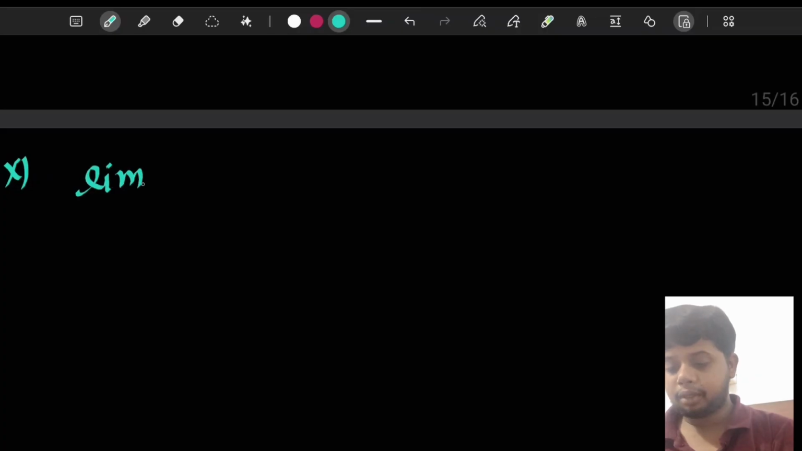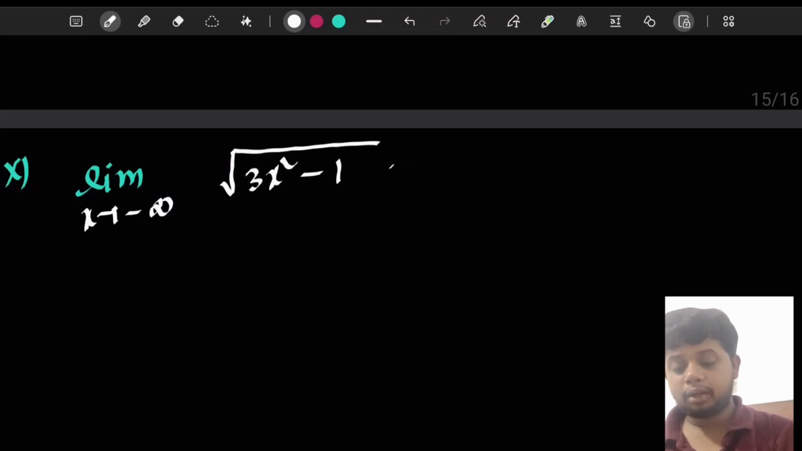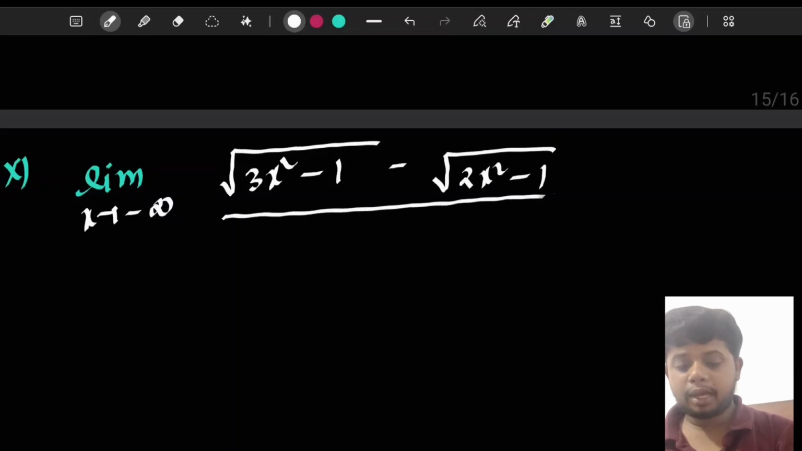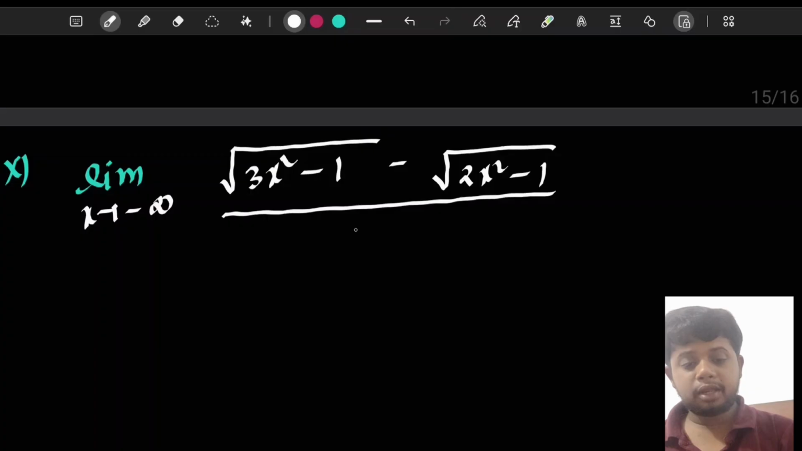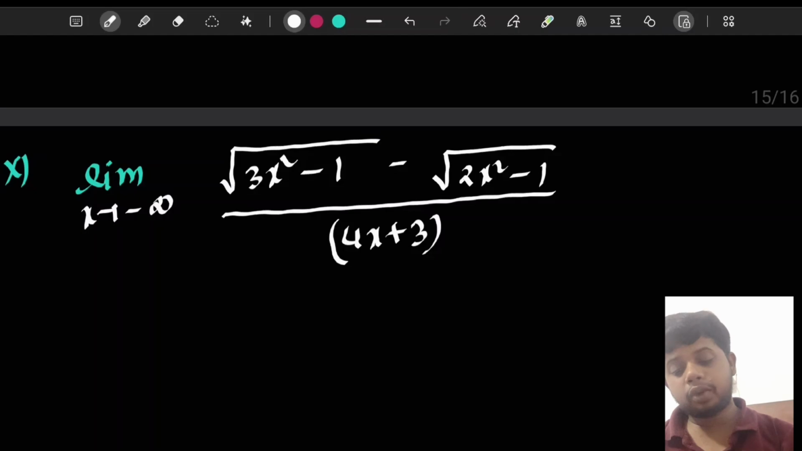Limit x tends to minus infinity of root of 3x square minus 1 minus root of 2x square minus 1, divided by 4x plus 3. Now let's take x square common from the numerator.